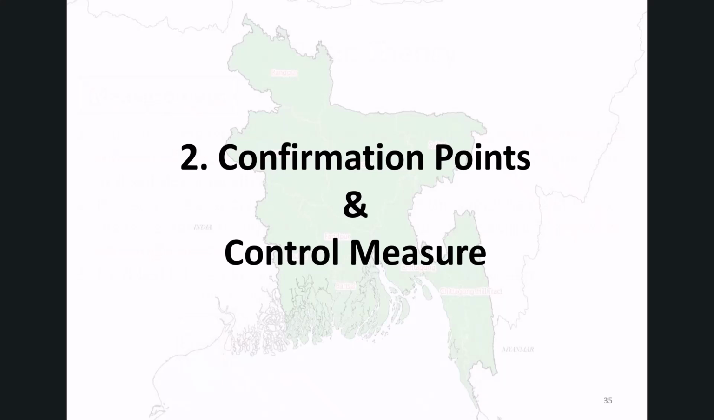From now, we will move to the confirmation points and control measure part. This section explains how to diagnose whether chlorination is being performed correctly in daily operation and the necessary action to be taken in case it is not performed in an appropriate manner.